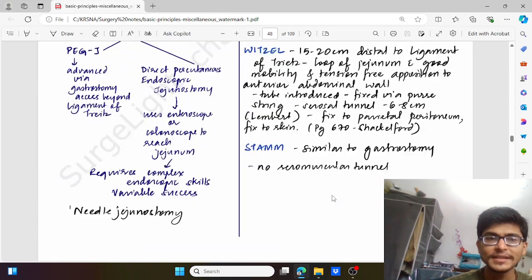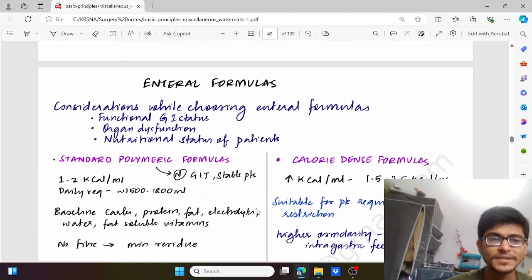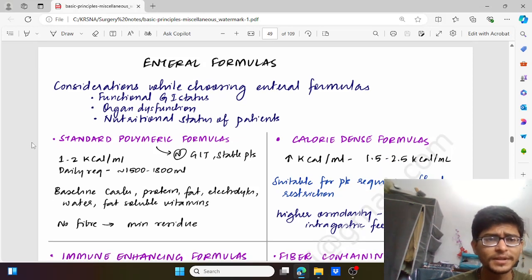So now we'll be seeing the enteral formulas. Some considerations while choosing enteral formulas: what is the functional GI status? How is the GI tract? Is it functional? Other organ dysfunction like liver or kidney, nutritional status of the patient and the requirement.